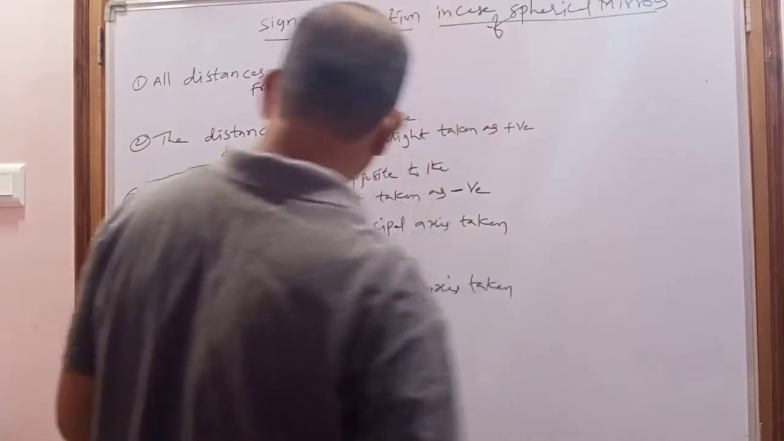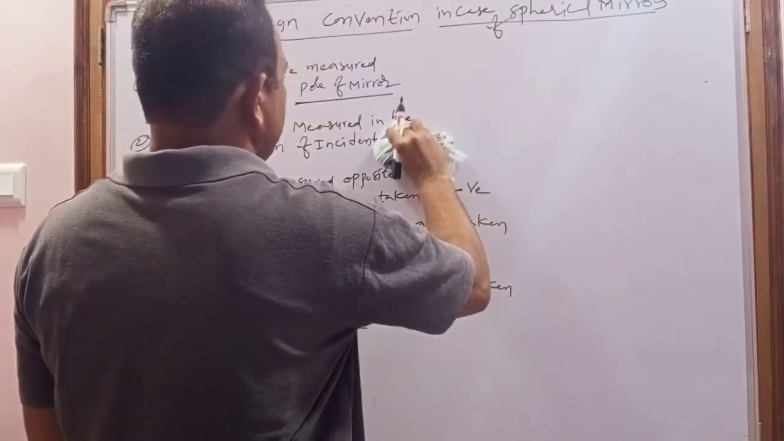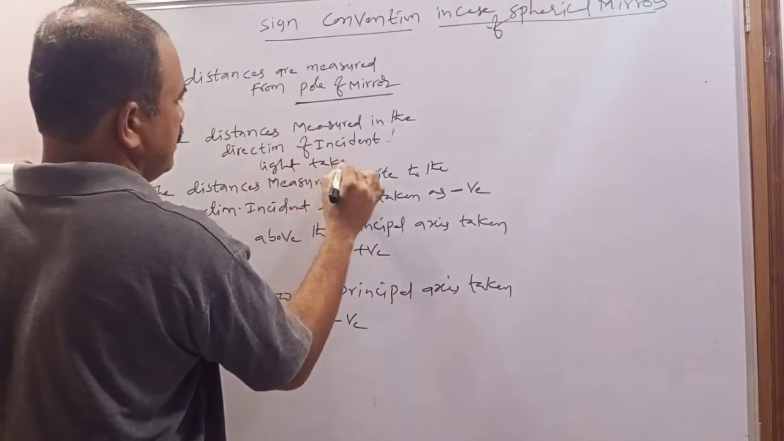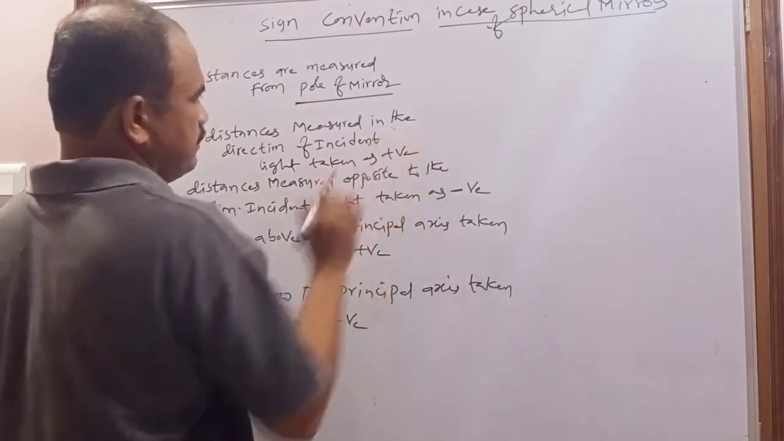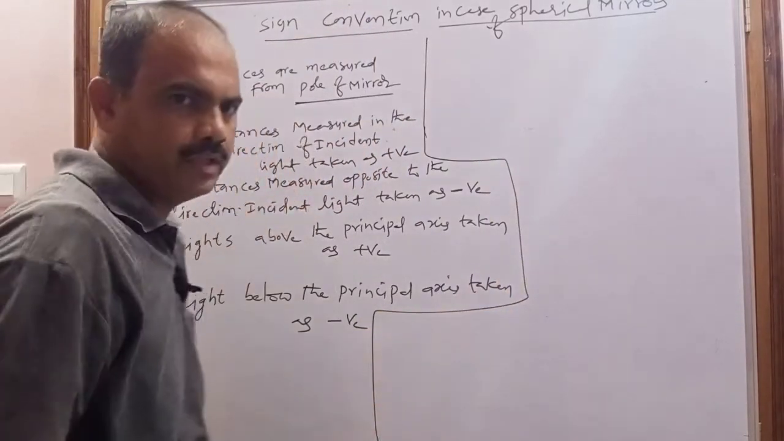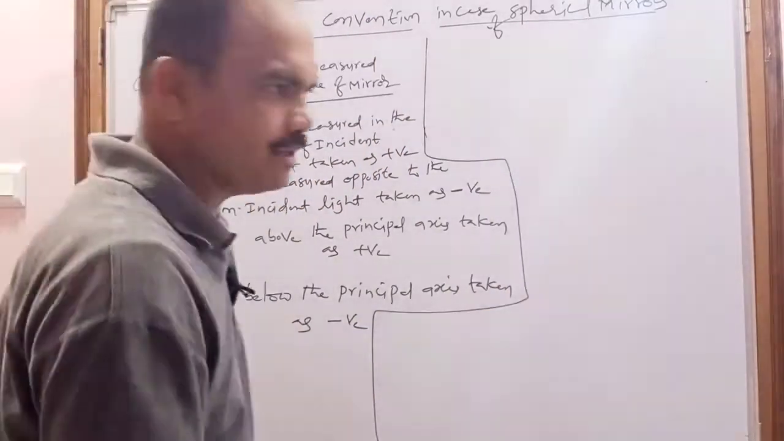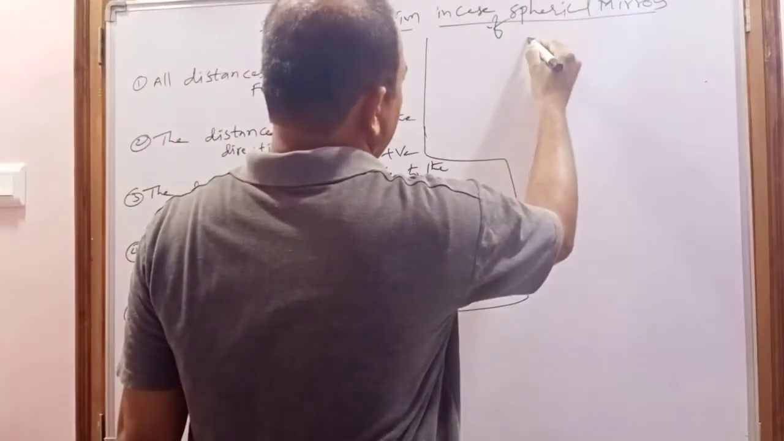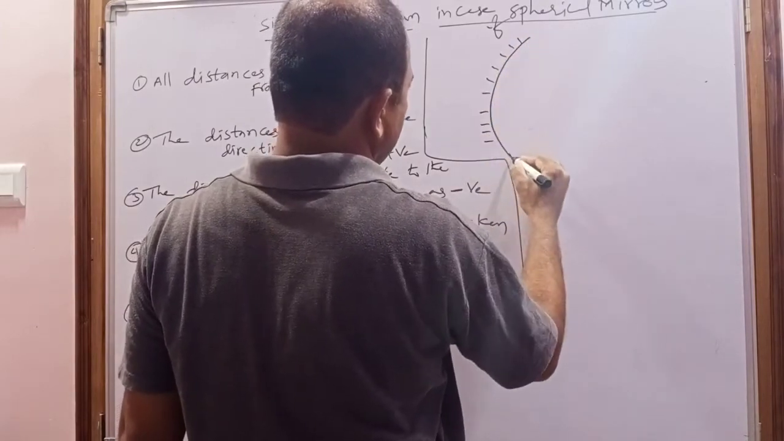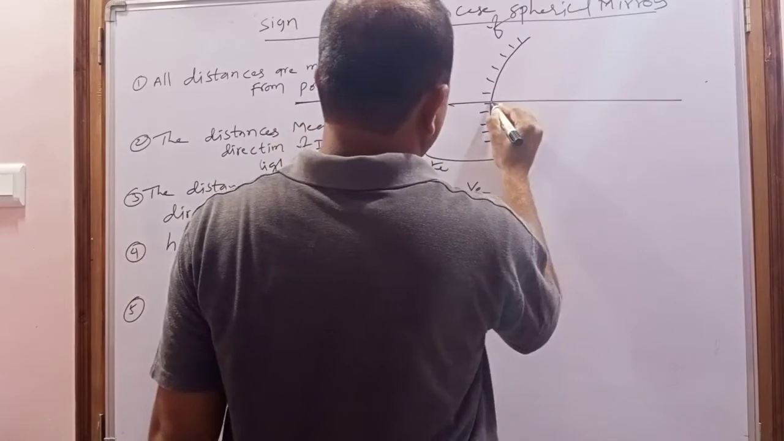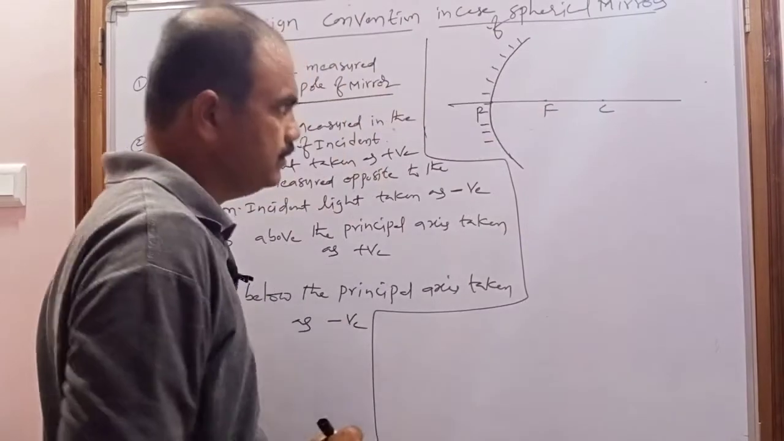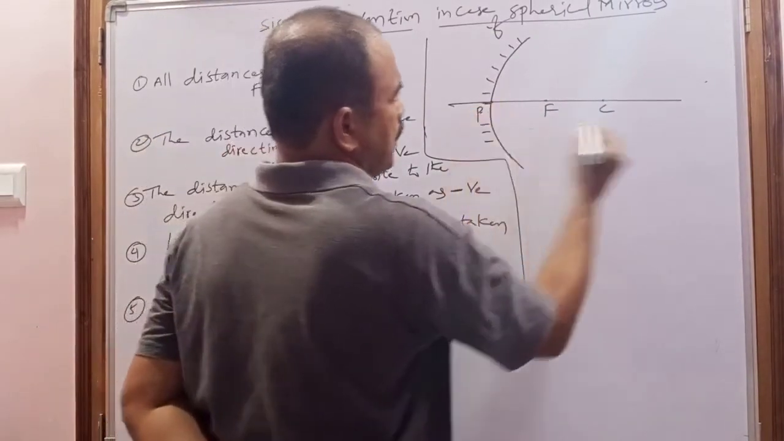For example, I am writing here: incident light taken as constant. So for better understanding of these rules, I am taking two examples. One is in case of a concave mirror and the other in case of a convex mirror. For example, consider this concave mirror. Now the object will be here.